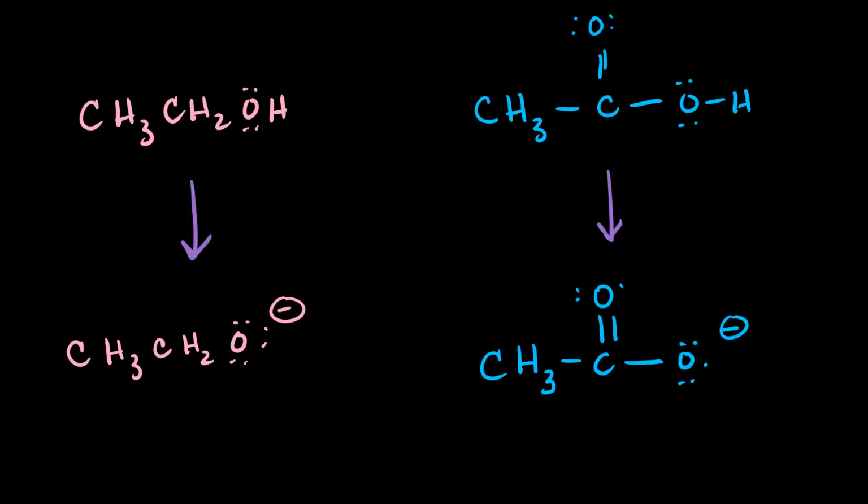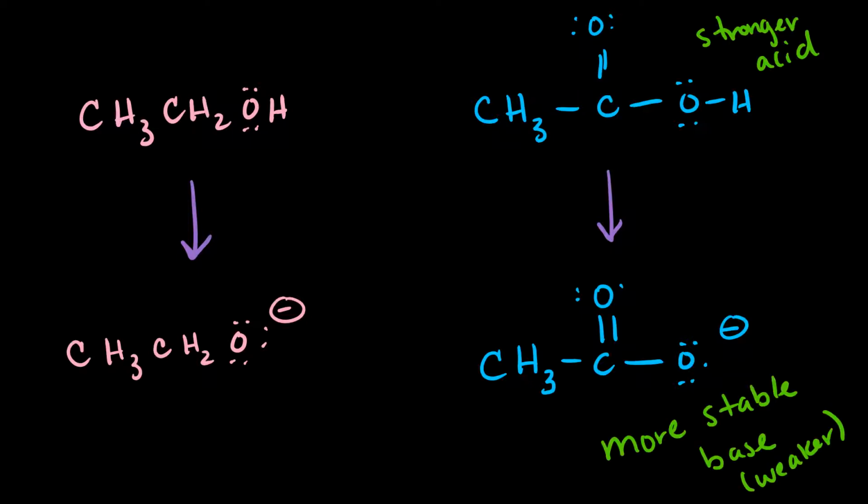So compared to ethoxide, acetate is a more stable anion, therefore a weaker base. And so acetic acid is more easily deprotonated than is ethanol. Therefore, acetic acid is a stronger acid than ethanol.